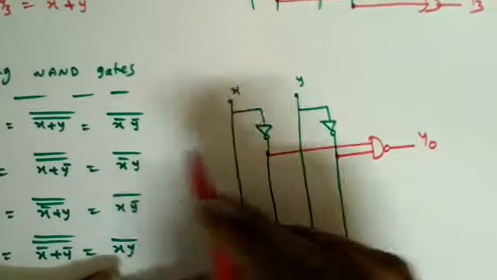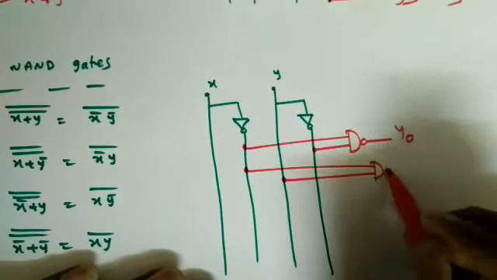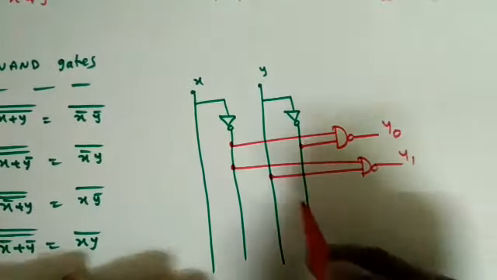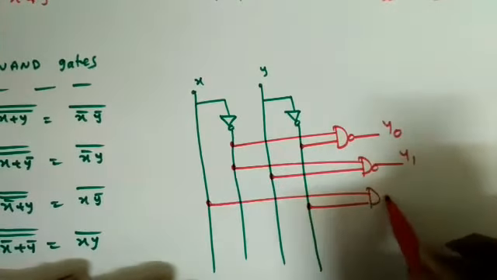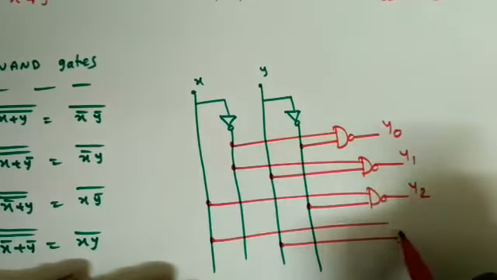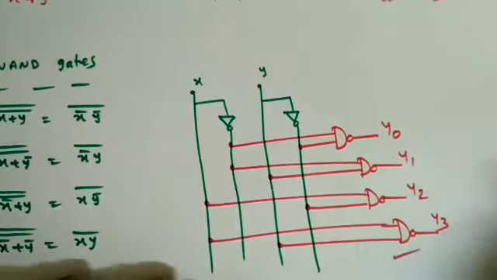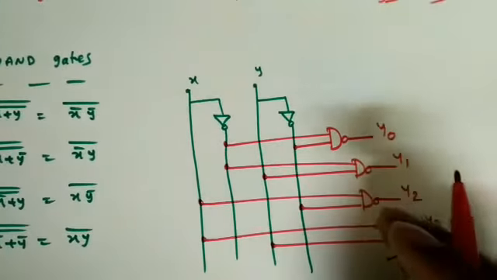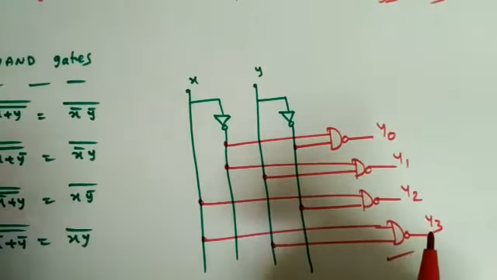So what is the next one? X bar Y whole bar. So X bar and this is Y, whole bar means one NAND gate. So this will become Y1. Next one is X Y bar. So X, this is Y bar, one NAND gate, Y2. Last one is X Y whole bar. So X and Y, whole bar, NAND gate, Y3. So this is the logic diagram for this 2x4 decoder with active low outputs, remember.